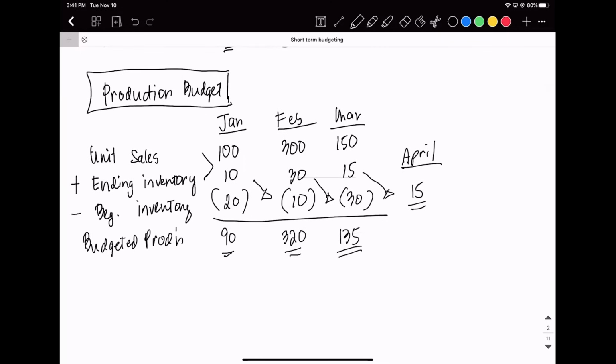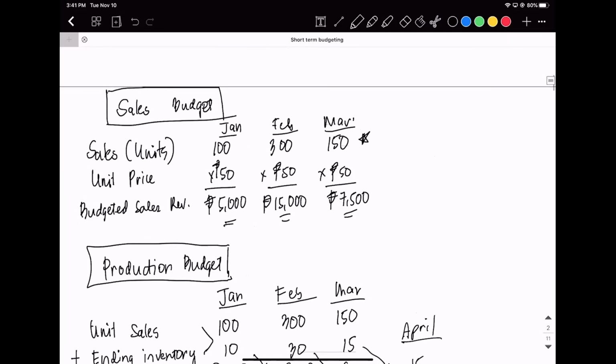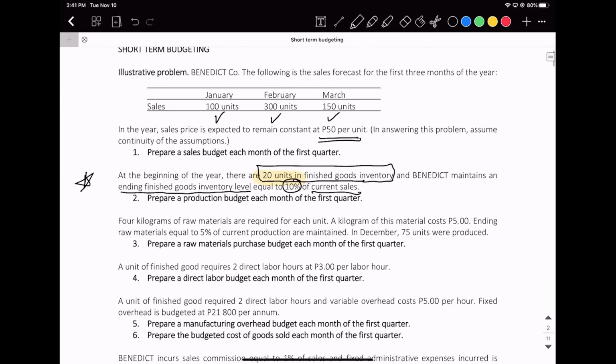So 135. Okay, so we're done with production budget. What's next? Tingnan natin yung handout. If you have questions, please feel free to interrupt me.